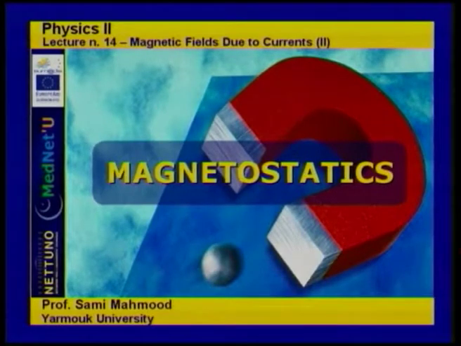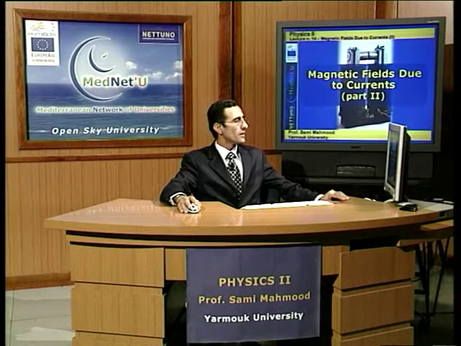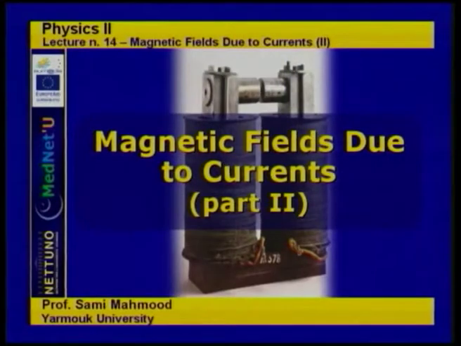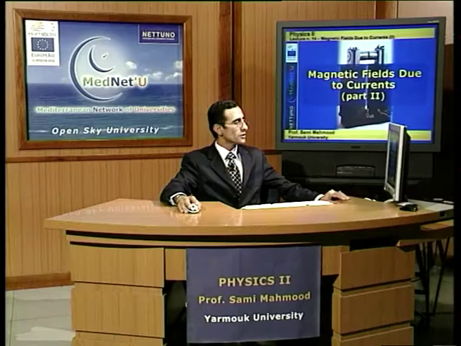We are still discussing the magnetic fields produced by currents and their effects. This is still the topic of magnetostatics, and we are dealing with the sources of the magnetic fields. We are discussing the magnetic fields produced by currents, part 2 of this topic, in this lecture.